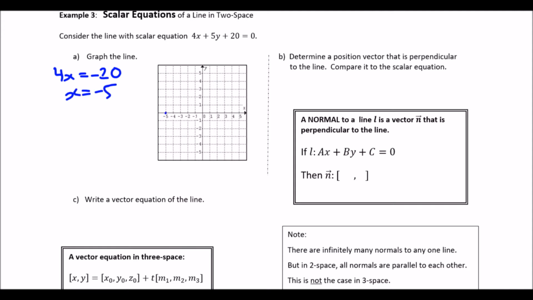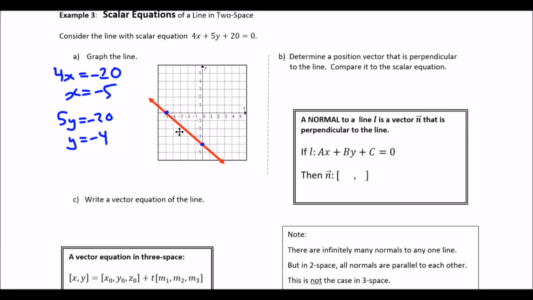So I've got this point here. The y-intercept, set x equal to 0, so I've got 5y equals negative 20. So y equals negative 4, so I've got this point right here. Once I got those 2 points, I'm going to draw a line that goes straight through there. There we go.